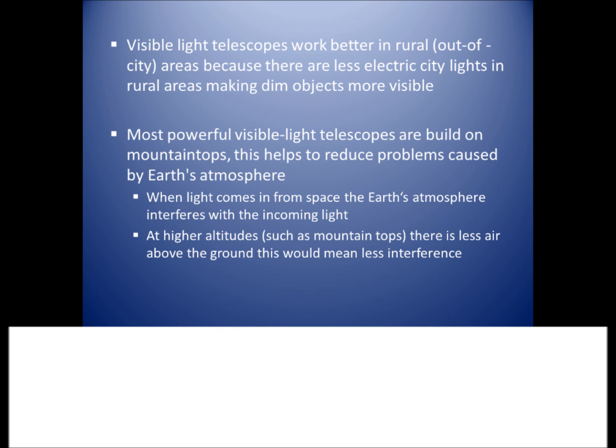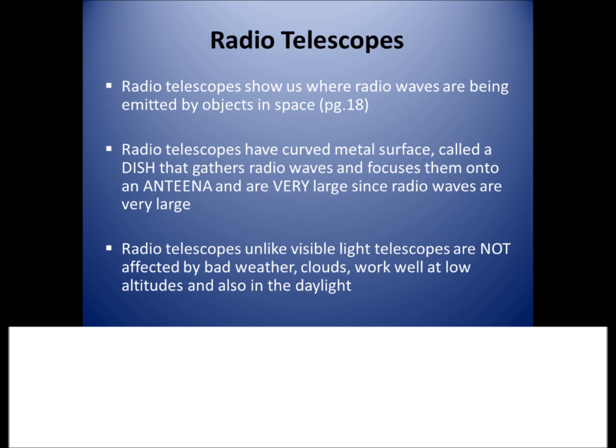Another point about visible light telescopes is that they tend to work better when you build them on mountaintops. The reason for this is when you build visible light telescopes at higher altitudes, there's less air above them, and this means there's going to be less interference by the Earth's atmosphere. If you recall, on a starry night, you see the stars twinkling in the sky. That is due to air interference causing them to twinkle. So the higher up you go, the less interference you're going to get from the atmosphere and the clearer the image will be.